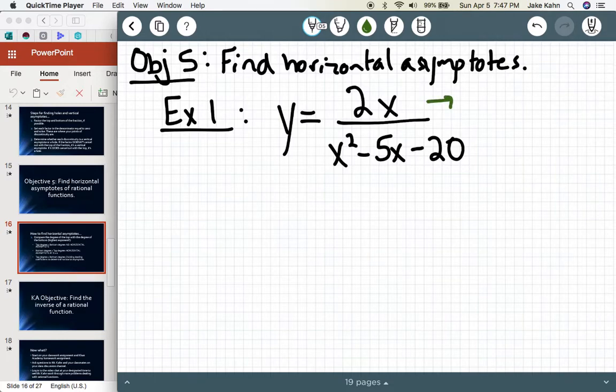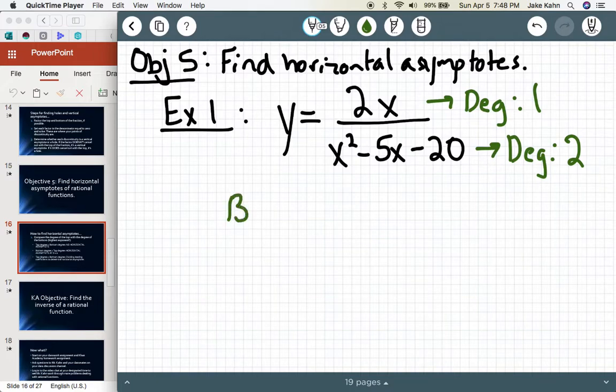What is the degree of the top? Well, that's 2x to the first power. Remember, degree is the highest exponent, so the degree of the top is 1. What is the degree of the bottom? Well, it's x squared minus 5x minus 20. The degree of the bottom, the highest exponent, is 2, which means that the bottom degree is larger.